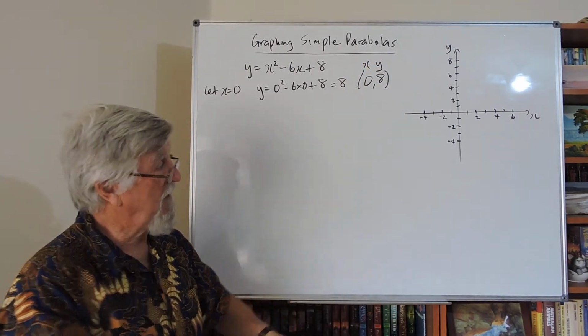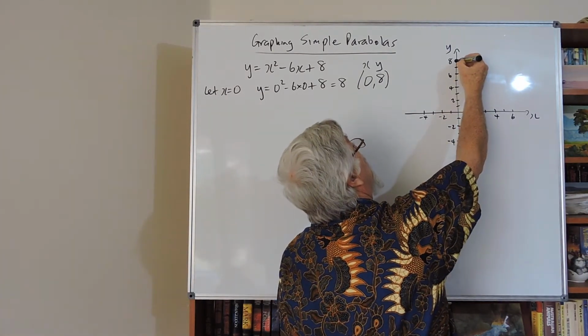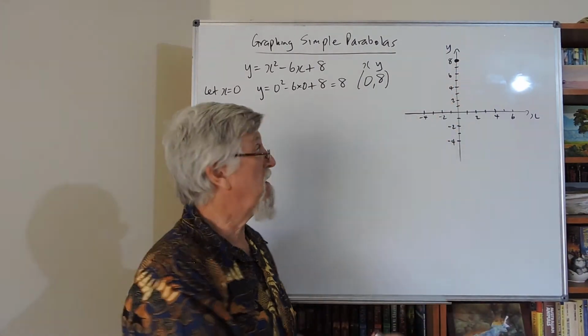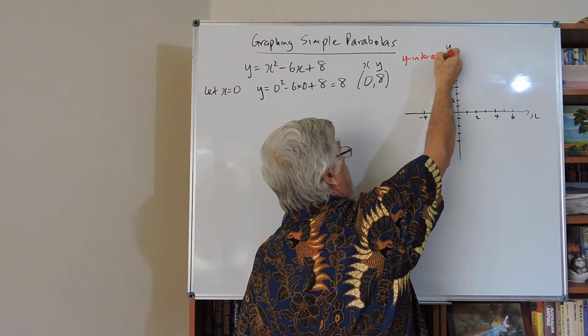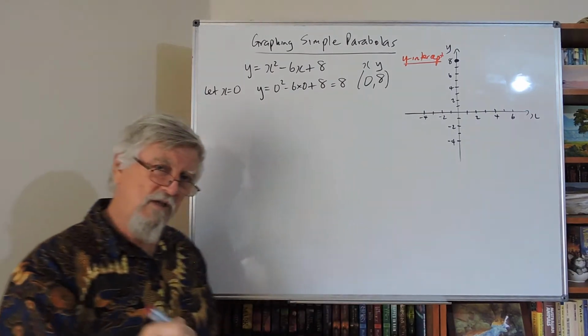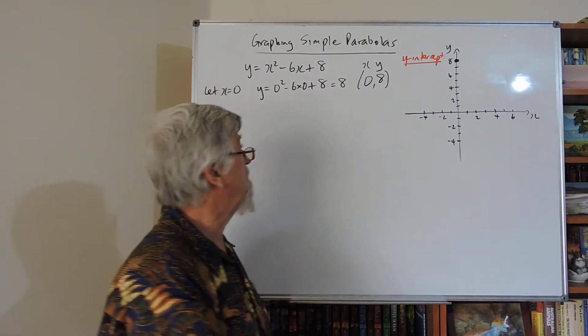Go to the graph over here. I put a 0 in for x and I go up to an 8 for y. And that's referred to as the y-intercept. In other words, it's where the graph crosses the y-axis. In this question, it only crosses it in one place.